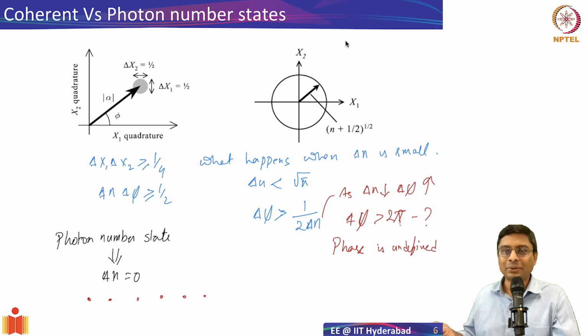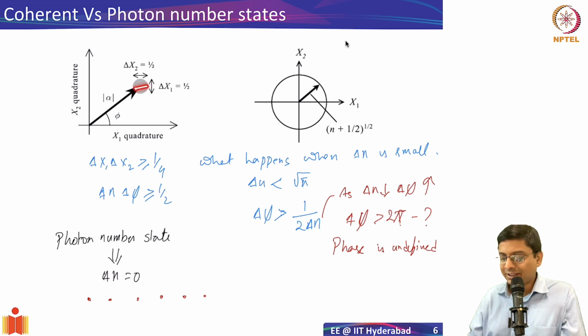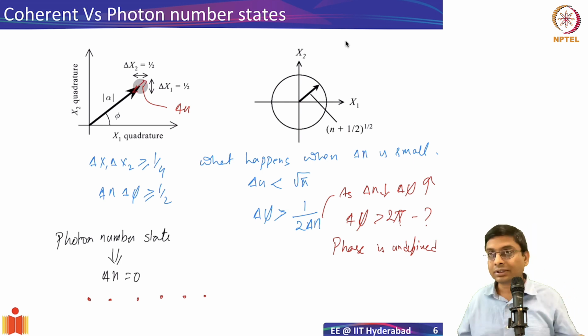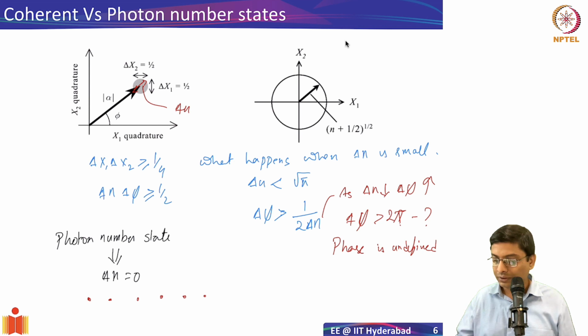If I have such a scenario, when I have this state, this is my delta n, right? Radial axis, this is my radial direction, delta n. Now delta n reduces means what? The phase becomes very uncertain. So now the phase essentially becomes stretched out in this direction. Correct?